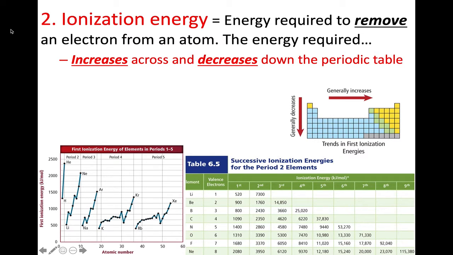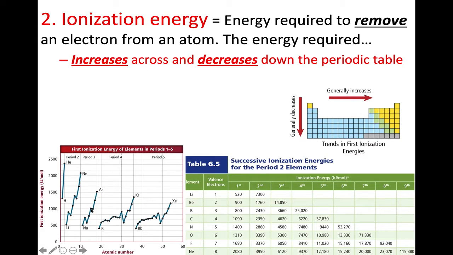In general, the amount of energy required to do this increases as I move across a period, across a row, and the amount of energy required decreases, goes down, as I move down a group on the periodic table. And there's a little table that shows. So I go across, it takes more energy. As I go down, it takes less energy.